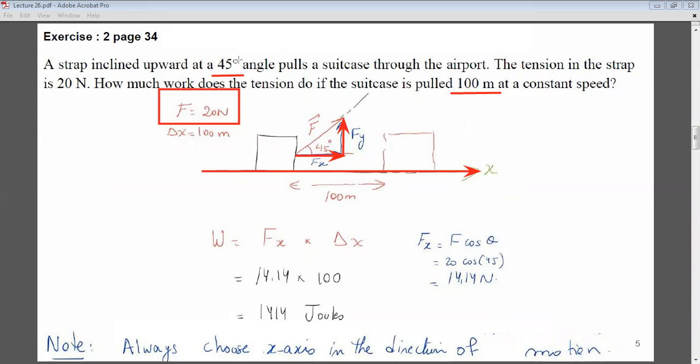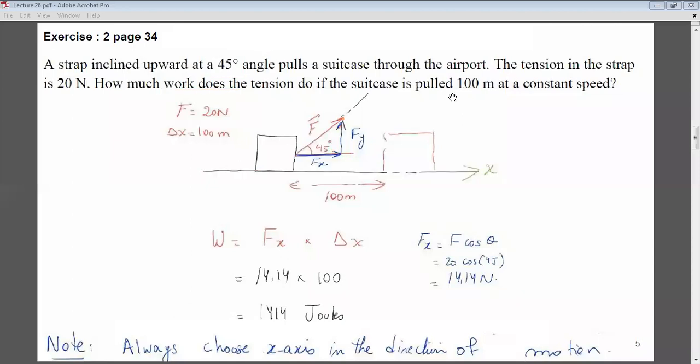Fx is equal to F cosine theta, because it's the adjacent. F is 20, theta is 45, so Fx is 14.14. I just plug it in the formula, W equal Fx times delta x, so Fx is 14.14 times how much the suitcase is pulled, a distance of 100 meters. So we get the answer. So always you choose the x-axis along the motion, just as in the case of forces.